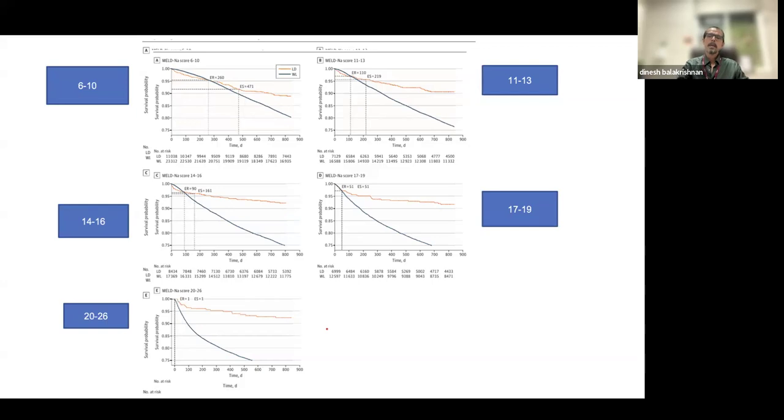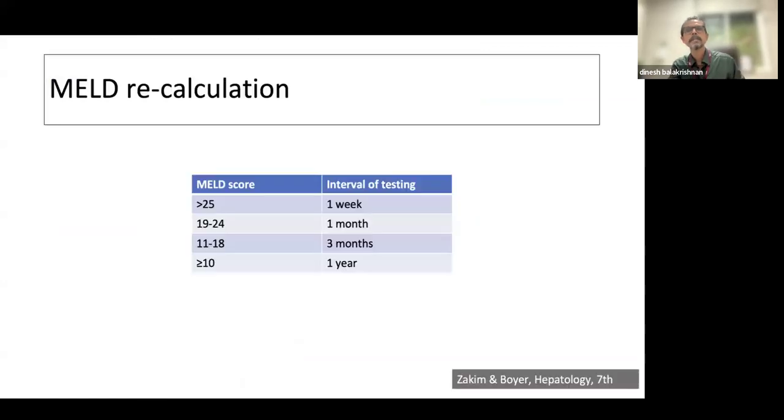Now, how closely should they be monitored? If you have a MELD score of more than 25, probably you should see your physician every week, and they have to be planned and taken up for a transplant as early as possible. Between a MELD score of 19 to 24, if you do not have a donor and you are on the transplant waiting list, probably you should see a physician every month. Between 11 and 18, every 3 months. And if your score is about 10 or so, the chance that you may become sick is less than 10%, so you can see a physician probably every year.